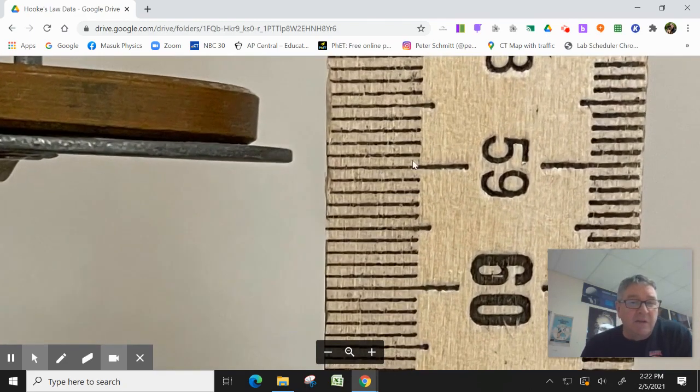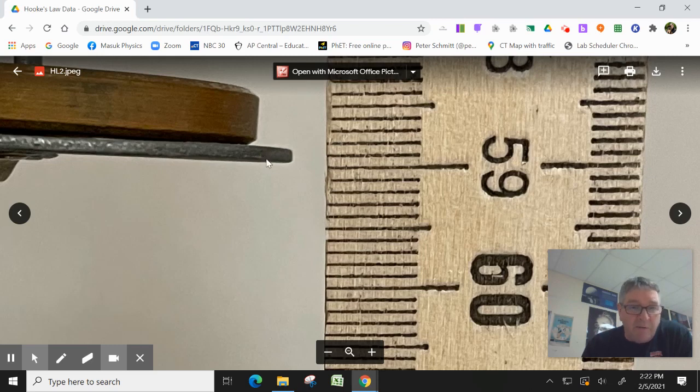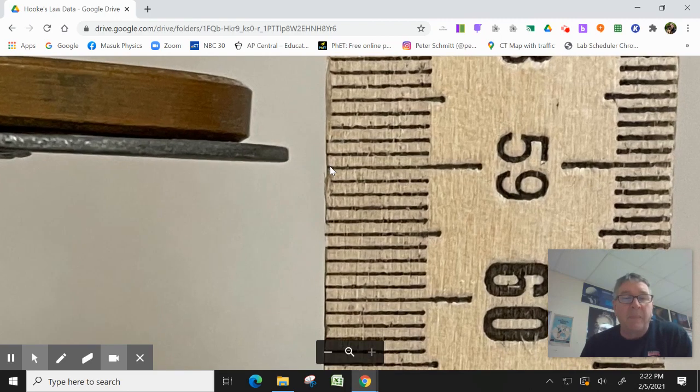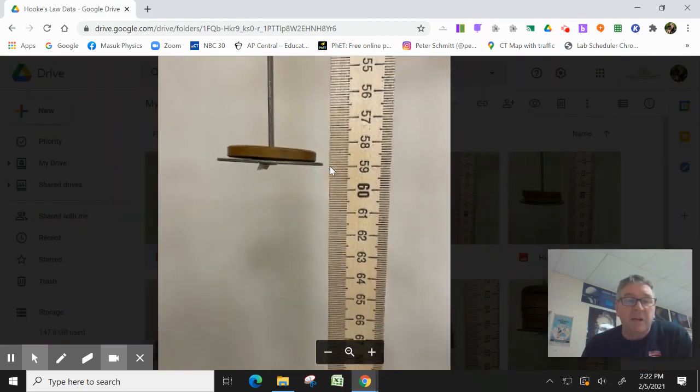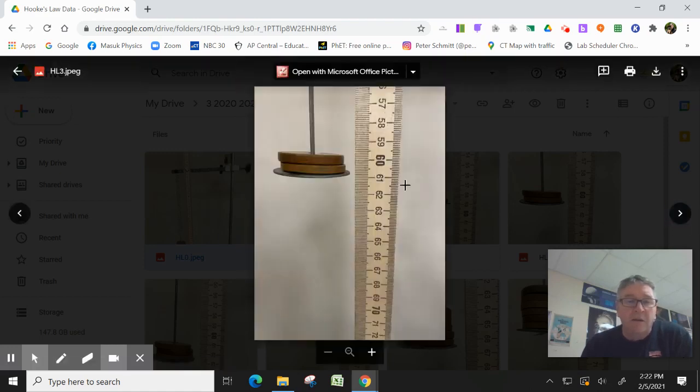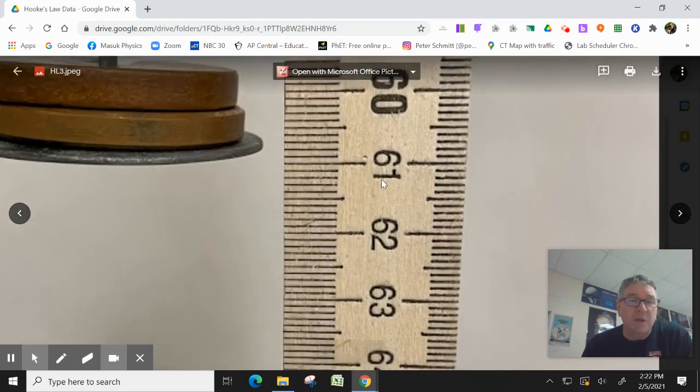So again, let's just do this first one together. I have 50 grams on here. I'd follow this over, and this one I would say is about 59. So again, I'm taking the bottom of this, and it's about 59. So the delta in that case would be 59 minus 56.9 centimeters, converted to meters, and so on. For each of these slides, hopefully they're all in sequence, I'm going to click ahead, 100 grams, zoom in, and you make a measurement.